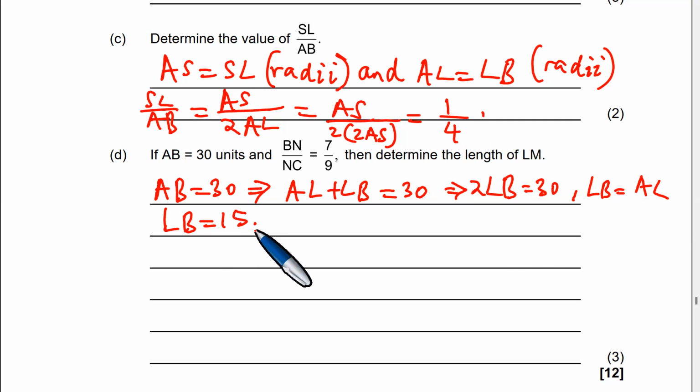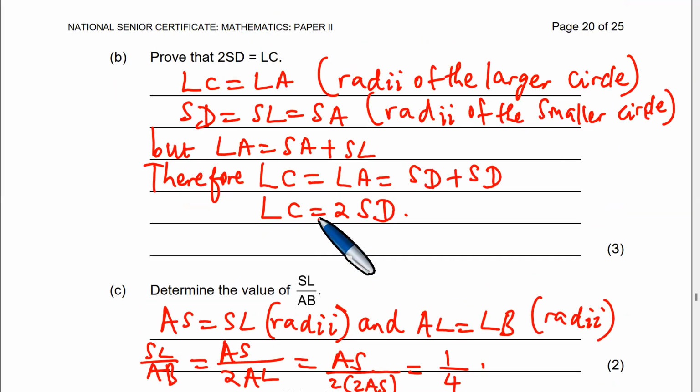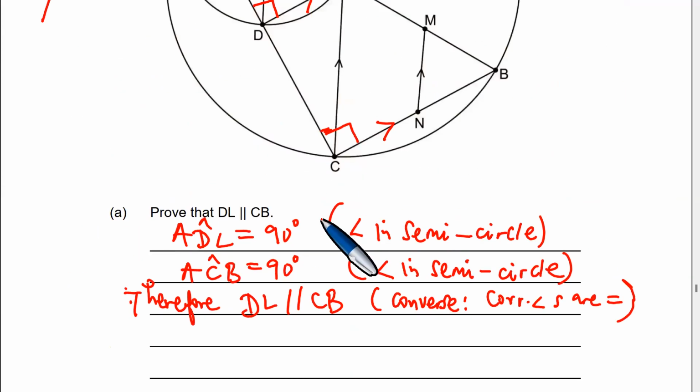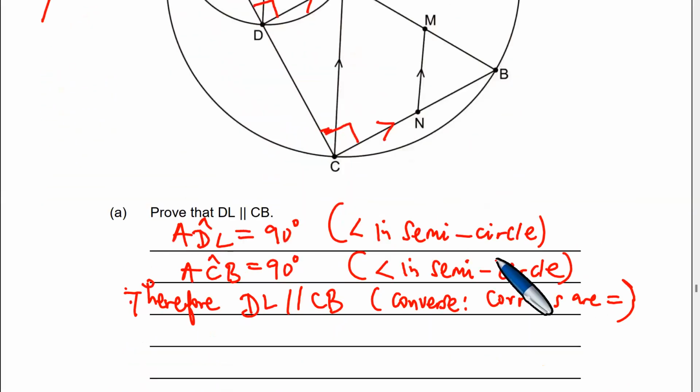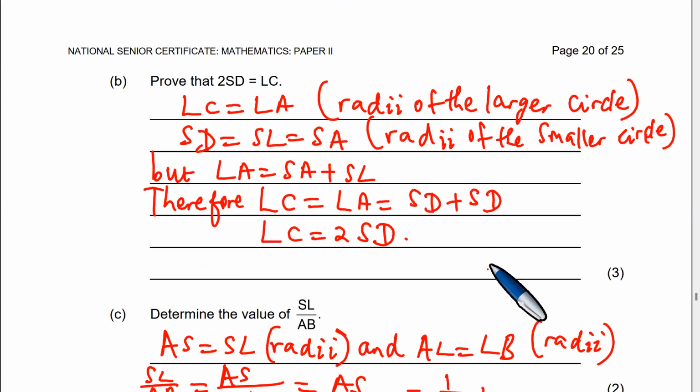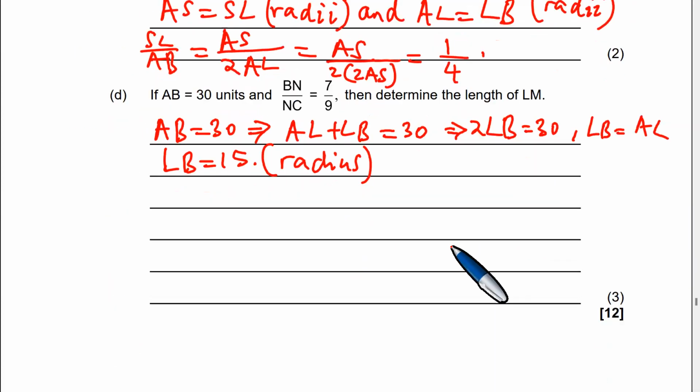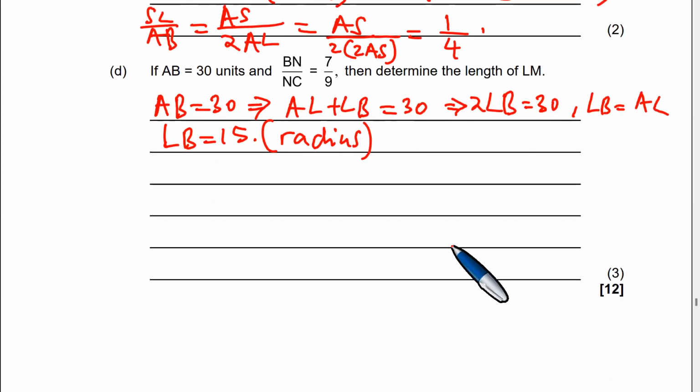And this LB, we've seen that is from the center to the boundary, and therefore it is a radius. LB itself is from the center, L, to the circumference, and therefore it's a radius. So it's actually 15 units. Next question.